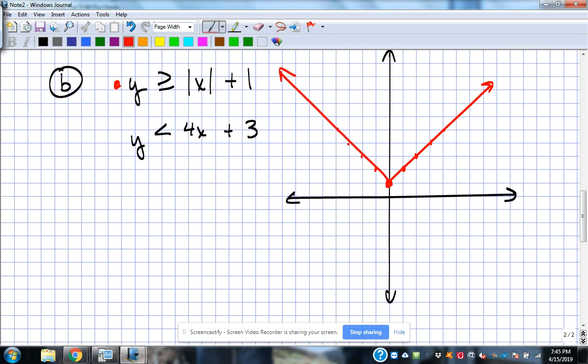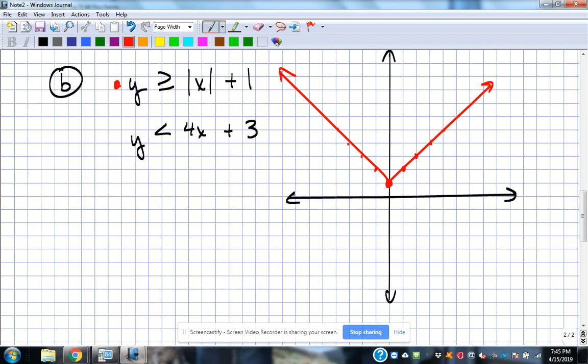All right. Now the shading needs to occur. I put solid lines because that's an equal to mark on that. Anytime it's got equal to marks, solid lines. If it doesn't have an equal to mark, it's a dashed line. Now I need to shade that. So I'm going to pick a test point. Can I test the origin? Does the graph touch it? No, so I can test it. If the graph doesn't touch the point, I can use it.